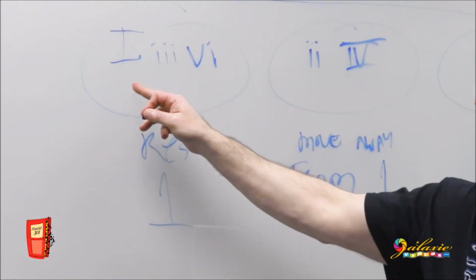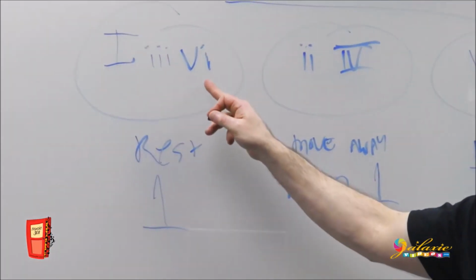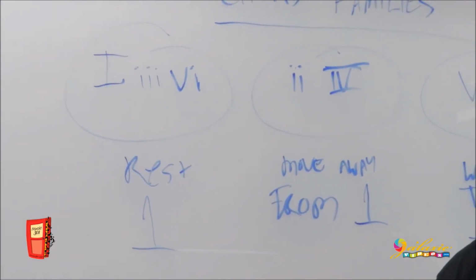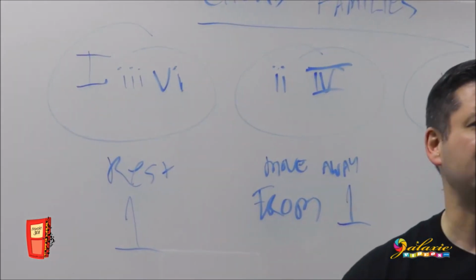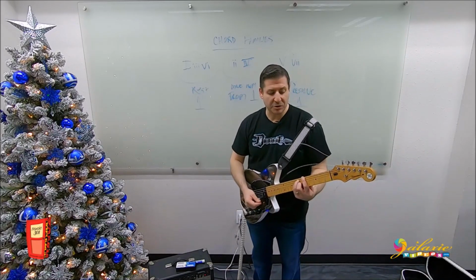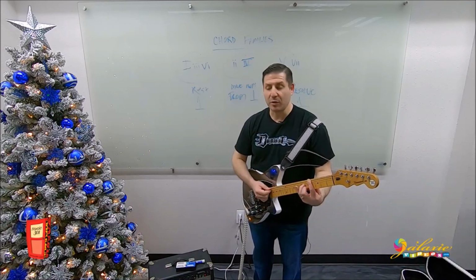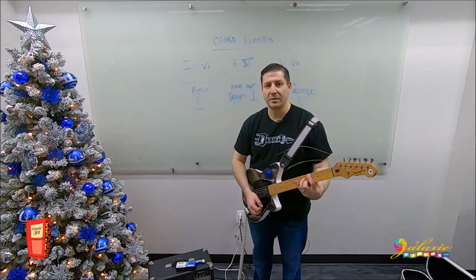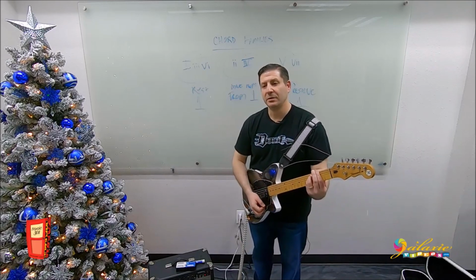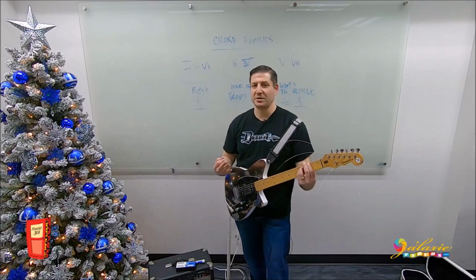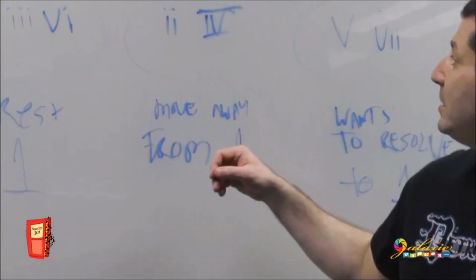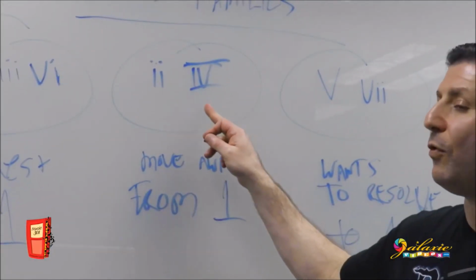The 1, the 3, and the 6 generally feel like a place of rest. So if I was, let's say, in the key of A, the 1 chord would be A major, which feels like a point of rest. The 3 chord is C sharp minor 7th, and the 6 chord is F sharp minor, and they all feel like points of rest right there. That's 1 chord family. The second set of chord families are the 2 and the 4.